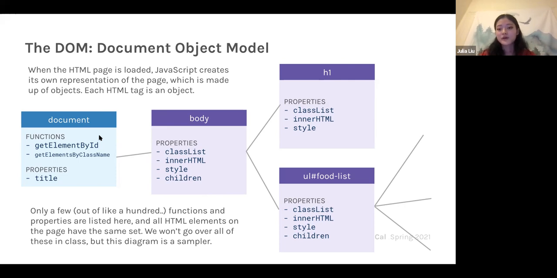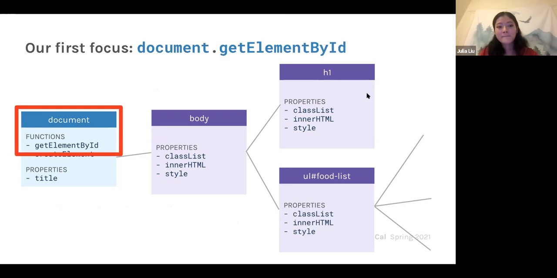Similarly for H1 and the unordered list, we also have very similar properties such as classList, innerHTML, and style. And for the unordered list, because we have list items inside the list, we have the children property as well. Again, these are only a few out of 100 different functions and properties that belong to each of these elements. But since we really only use a few of them for this class, these are the only ones that you are responsible for knowing. Our first focus is going to be on the getElementById function.